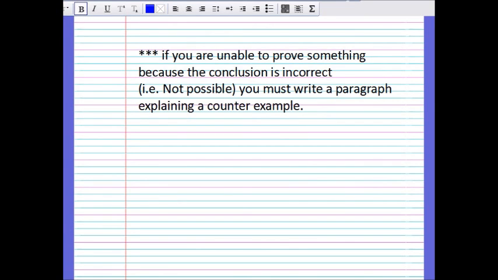Alright, last but most certainly not least, if you're unable to prove something because the conclusion is just incorrect, in other words, it's not possible to prove what they're asking you to prove, you must write a paragraph explaining a counterexample. You need to give an example and write it out in paragraph form saying why this isn't able to be proven. What examples do you have that would show that this is actually incorrect? We'll be doing lots of examples where you're not going to be able to prove something.